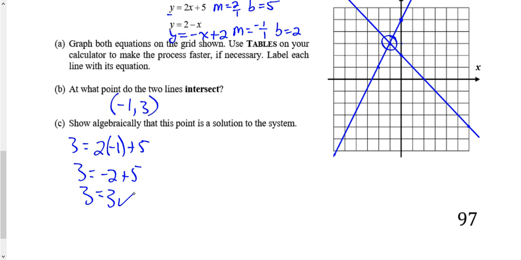And we have to check the other one. y equals 2 minus x. So 3 equals 2 minus negative 1, right? Which is the same as what? 2 plus 1, which is 3. So it is a solution algebraically and it's a solution graphically. Yeah? But we've done this stuff before, right? Okay. Let's move on.